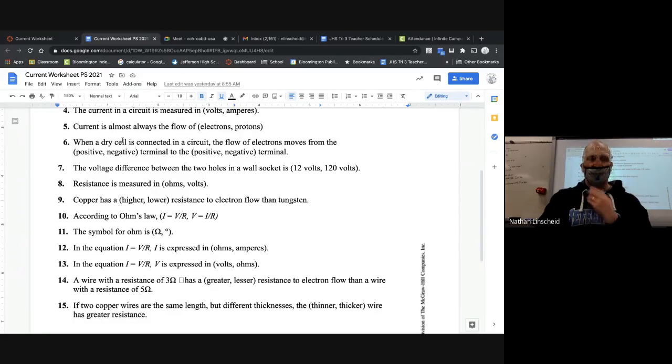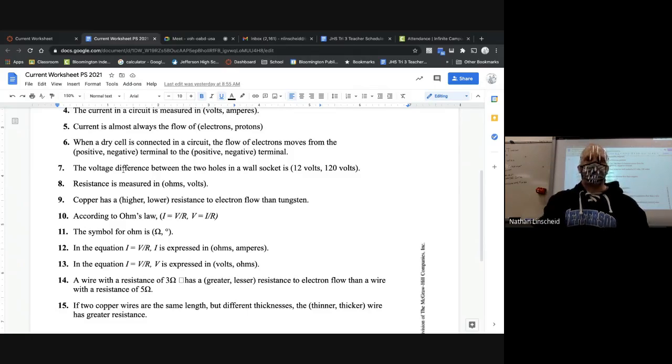When a dry cell or battery is connected in a circuit, the flow of electrons moves from the positive or negative terminal to the positive or negative terminal. Negative to positive, right? An electron's not going to try to go to something else that's negative because it doesn't like other negatives. It's going to get repelled around to the positive.